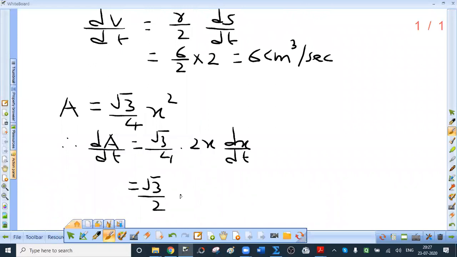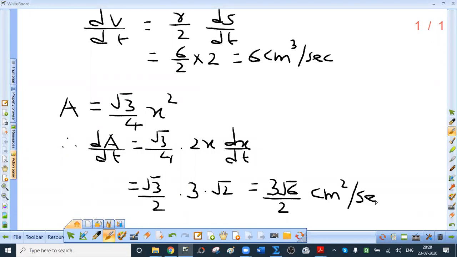Now what is x? I think x is 3 centimeter and dx dt is given to be root 2 centimeter per second. Check the answer. It is 3 root 6 upon 2. What will be the unit? Area, so centimeter square per second.